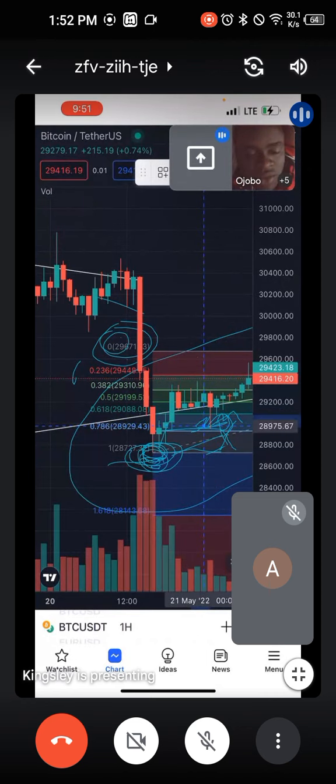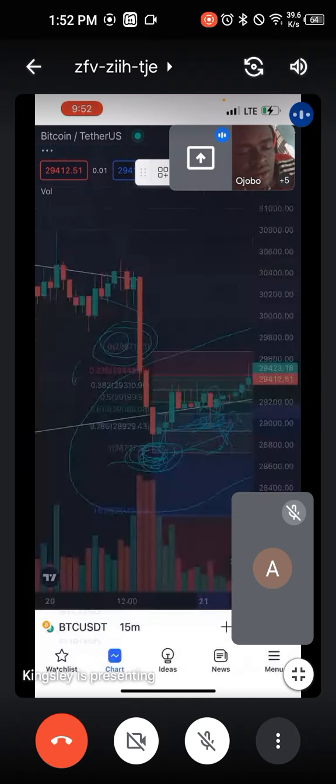The next time we had a pump, look at what happened. We jumped and then did this thing. This is the 1 hour. If you are using 1 minute, then you will find out that each time BTC is hitting these levels, it will have resistance. Okay, let me just check 15 minutes.